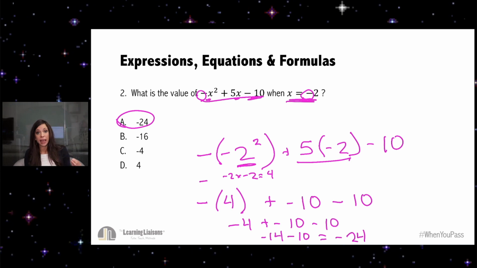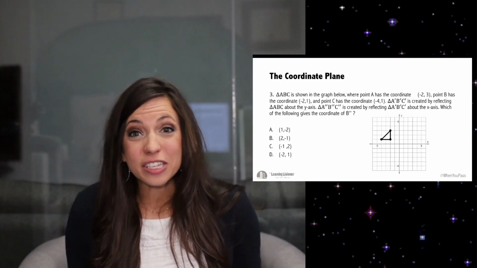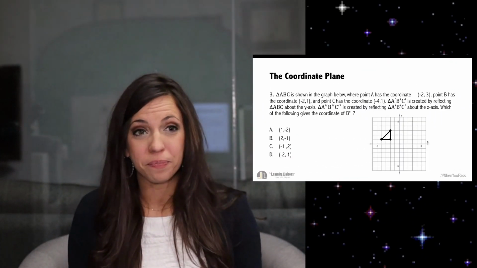A very common error for this kind of problem is for people to assume that that negative sign is part of the x already. So a common error is people will go negative 2 squared because they don't realize that this negative is not part of this negative. Don't make that mistake, because when you solve it that way, you'll end up getting negative 16 as your answer instead of negative 24, when in fact, that's not the right answer. So negative 24 is our answer. Great job. Let's move on to our next question.